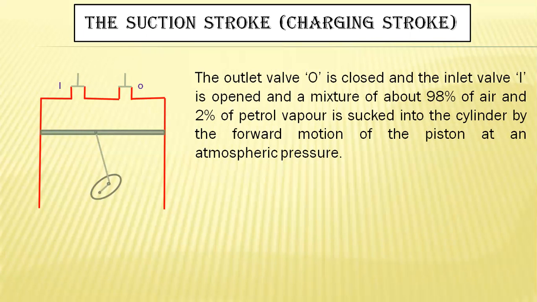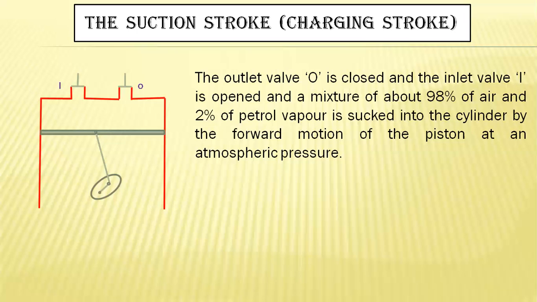Now let us understand how the Otto engine works. It works on four strokes. First one is a suction stroke, second is compression stroke, third one is working stroke, and the fourth one is exhaust stroke. Therefore, Otto engine is a four-stroke engine. Let us understand what is the suction stroke.